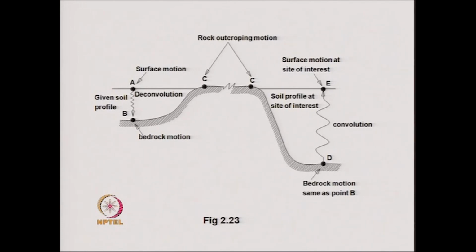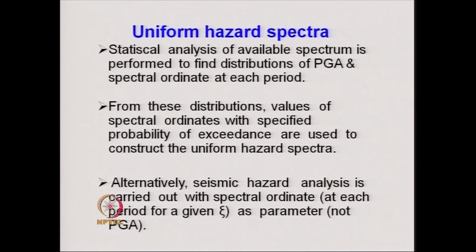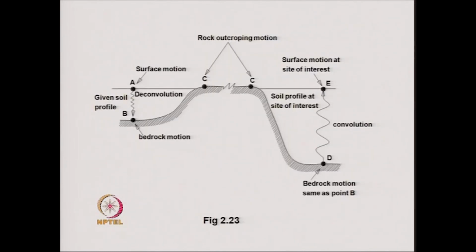process. And once we get the bedrock motion, we assume that the bedrock motion available at point D will be the same as that available at point B, and assuming these two bedrock motions to be the same, we carry out a forward wave propagation problem from point D to point T and consider the appropriate soil condition while performing this convolution technique.